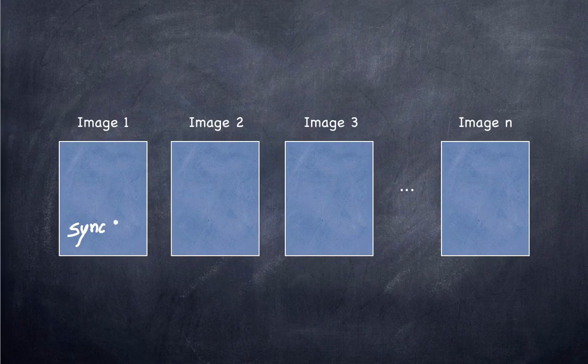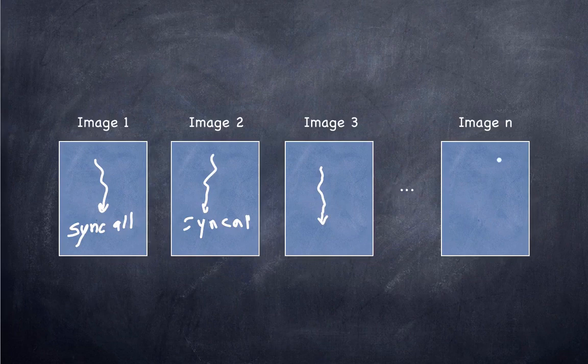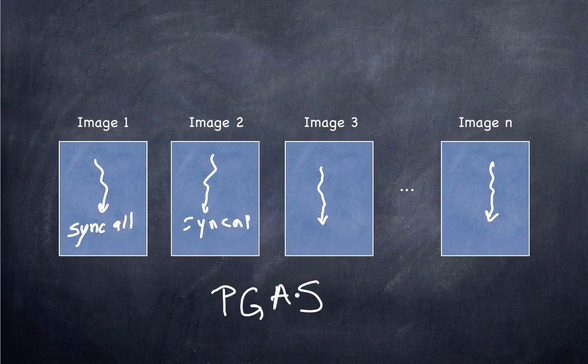goes along on its merry way until it encounters some form of synchronization. That could be a statement like a sync all that would be replicated across all of the images. And only at that point do the images actually synchronize with each other. Synchronizations also happen when there's a memory allocation or deallocation. And the coarrays define what's referred to as a partitioned global address space. So Fortran falls into the category of PGAS languages.